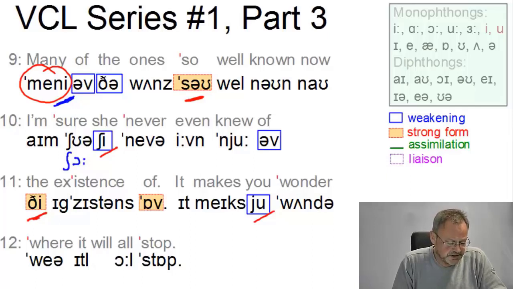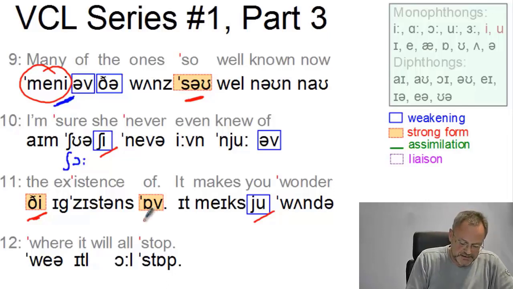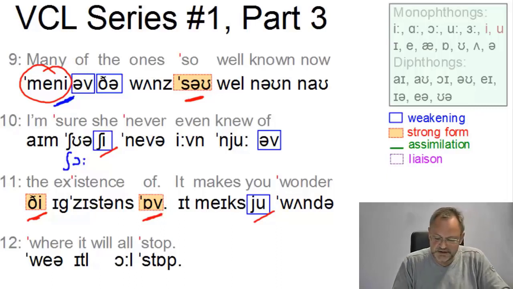because in this particular case, the occurs before a vowel, the existence, and of is either stressed or it occurs at the end of a sentence. So here we have the stranding effect, which makes of strong.